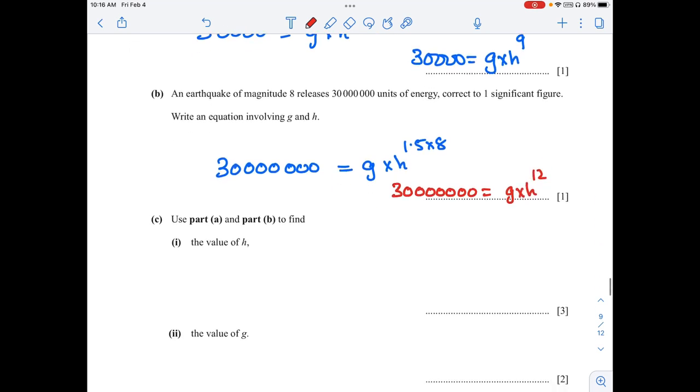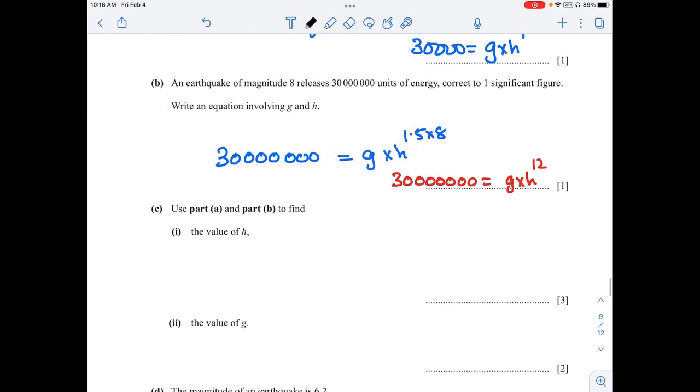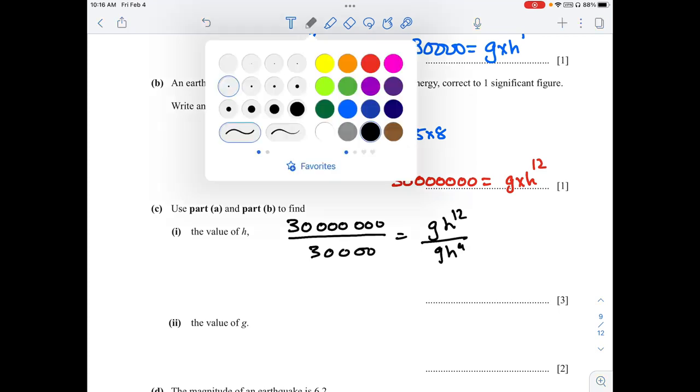Use your answers in part A and part B to find the value of H. So we have to find the value of H. What am I going to do? Just a division. So I divide part B by part A. Divide with this 30,000. G H to the power of 12 upon G H to the power of 9.